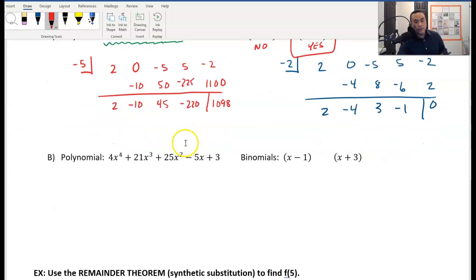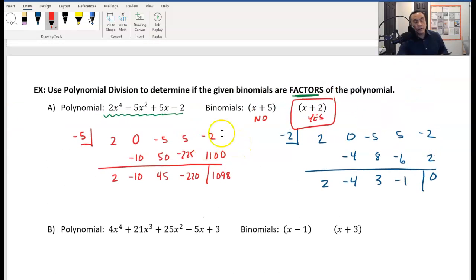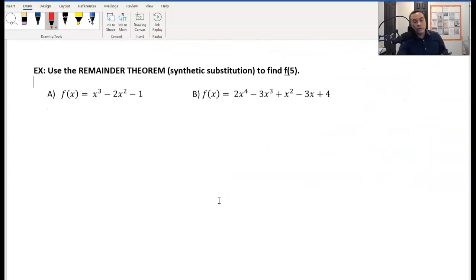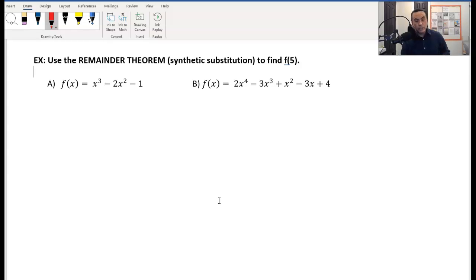Let's see, time is running. So basically, that's all you're going to do. You're going to use synthetic division to find out if something is a factor or not. I better go on to the next one because I'm looking at the time. If there's time, we'll do that later. If not, we'll just work on it in class, right?